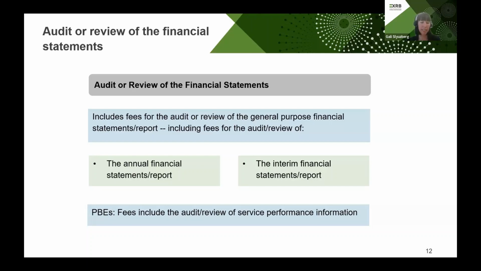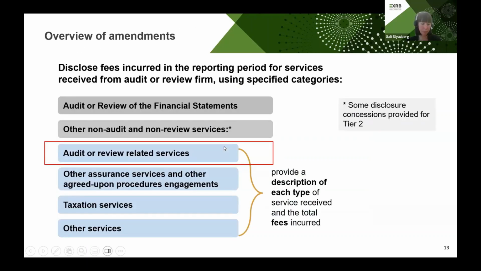And just a reminder that for public benefit entities, the fees for the audit or review of the financial report would include the audit or review of the service performance information, which is part of the general purpose financial reports prepared under PBE standards. And now let's move on to the categories of non-audit and non-review services, starting with audit or review related services.